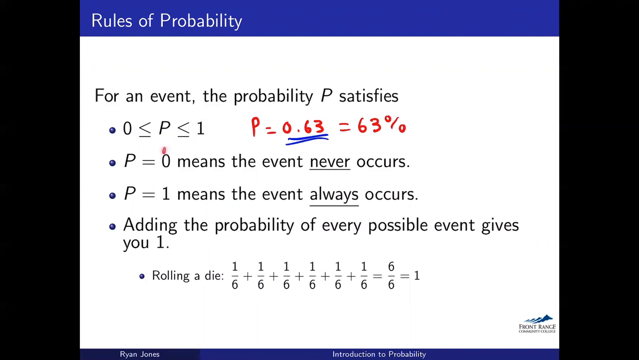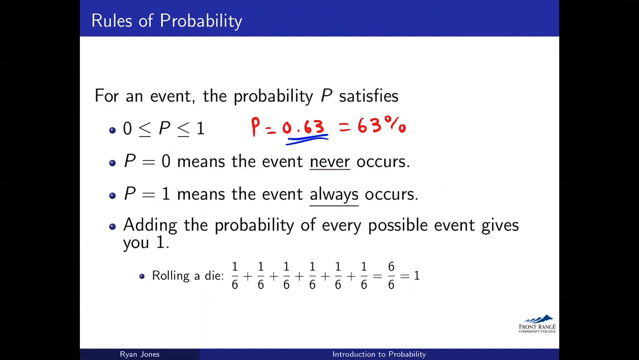If the probability of an event is equal to 0, that means that the event never occurs. And likewise, if the probability is equal to 1, that means the event always occurs. I want to be very clear on these two definitions. In real life, people will say, what are the chances of this happening? And people go, oh, 100%, because they're almost certain that it's going to happen. But in math, when we use these words never and always, we mean exactly that.